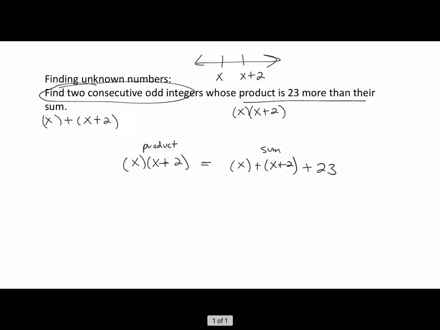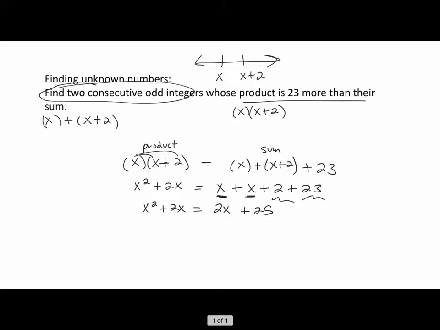So I definitely need to remove parentheses here by the distributive property. x times x is x squared and x times 2 is 2x. And on the right side, removing parentheses is just a matter of distributing a 1, so it doesn't change anything. Then I want to combine like terms. On the right side, x plus x is 2x altogether, and 2 plus 23 is 25.